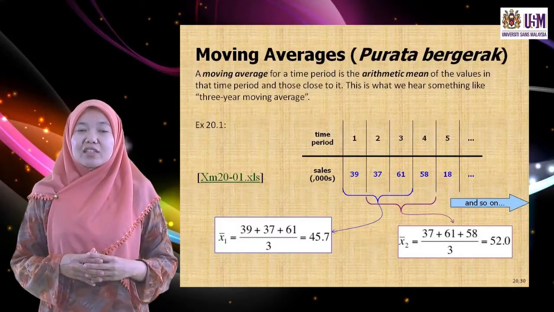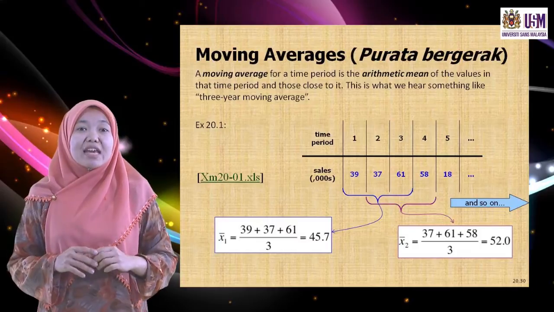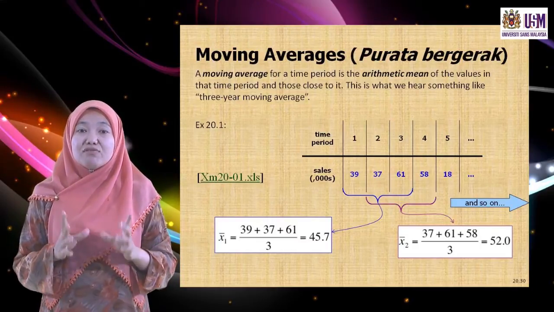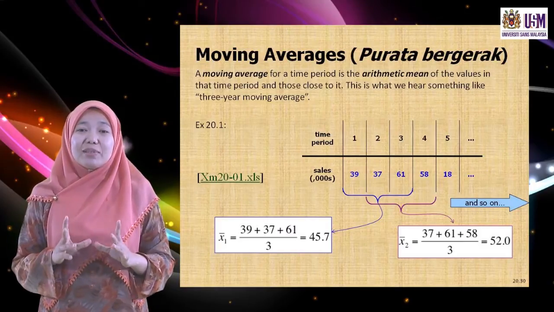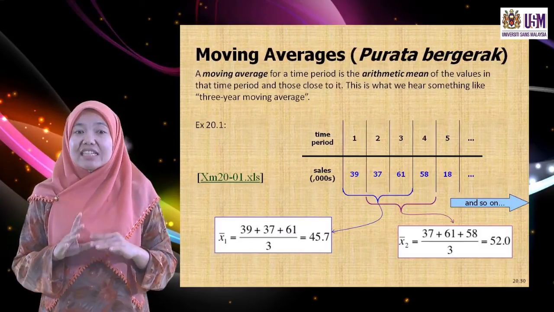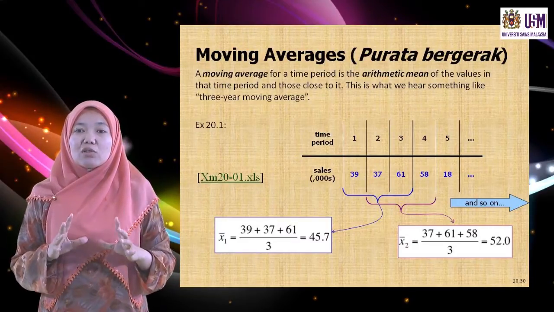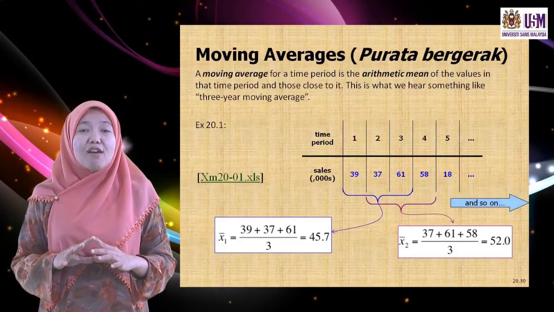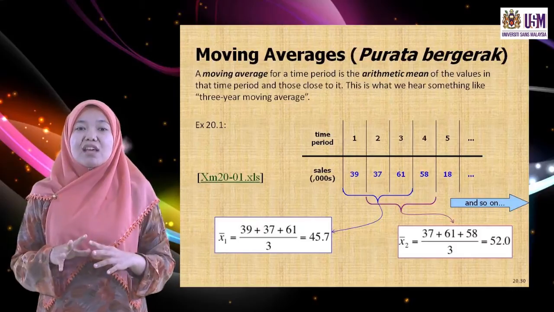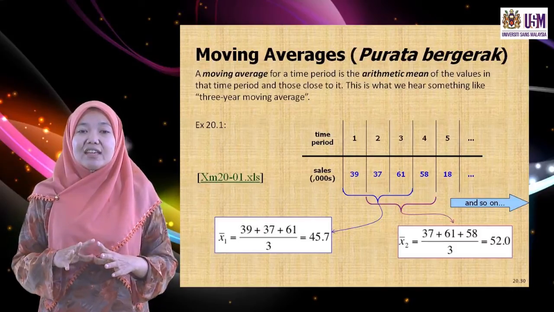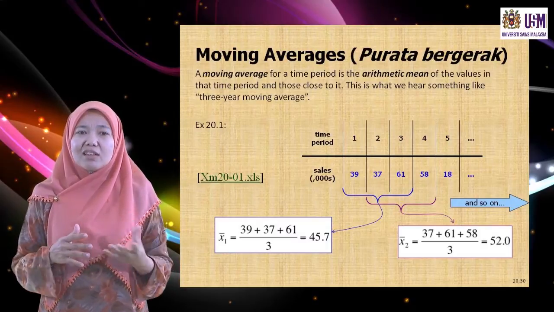Let's look at the first method of time series smoothing, which is what we call moving averages. From the word averages, that move. A moving average for a time period is simply the arithmetic mean of the values in that time period and those close to it. This is where you can hear something like a 3-year moving average for a yearly time series, or a 7-day moving average for a 5-day working week, and so on and so forth.